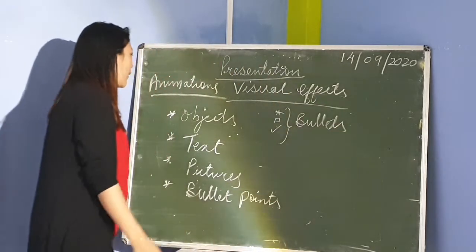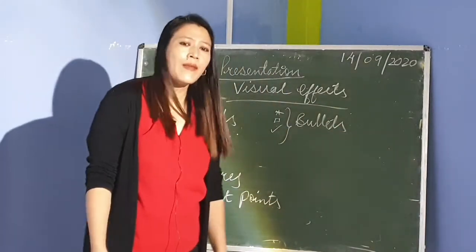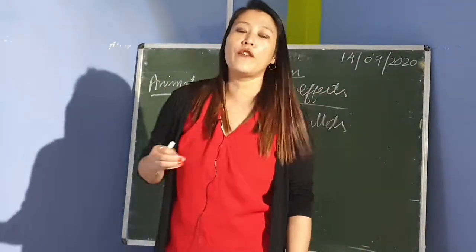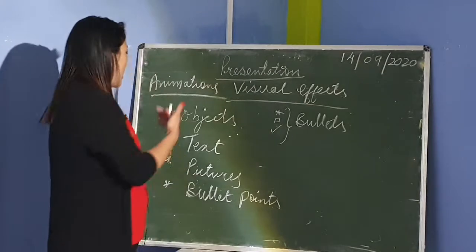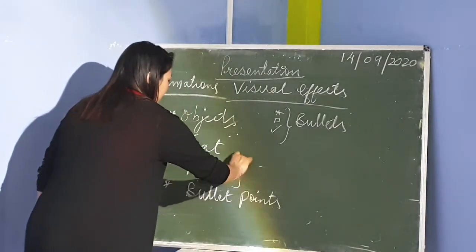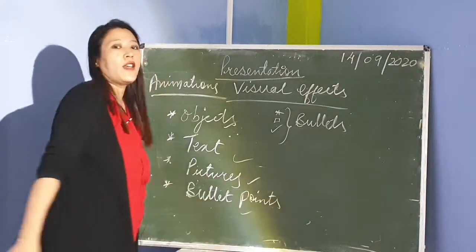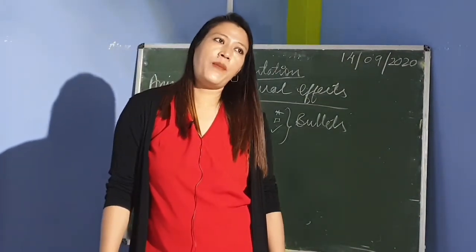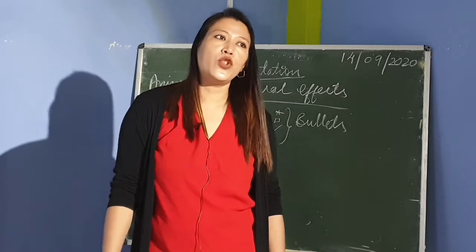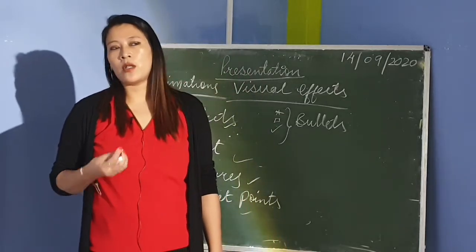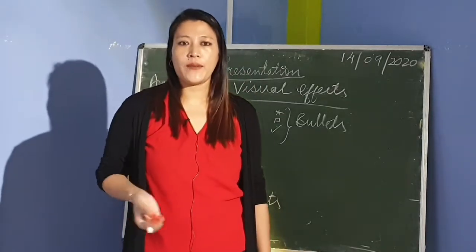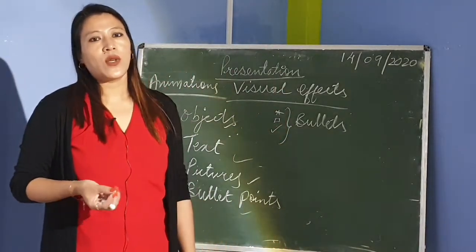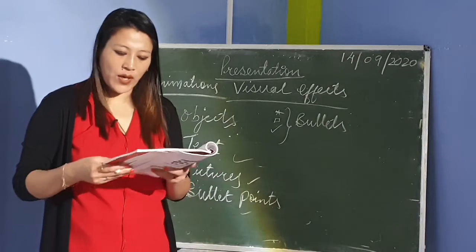So animations help us to move or give effects to the text, to objects, to pictures, to bullet points or even to shapes also. While making a PowerPoint, sometimes you might have to use pictures, sometimes you might have to use shapes, different kinds of bullet points, so that you can make your presentations more attractive.